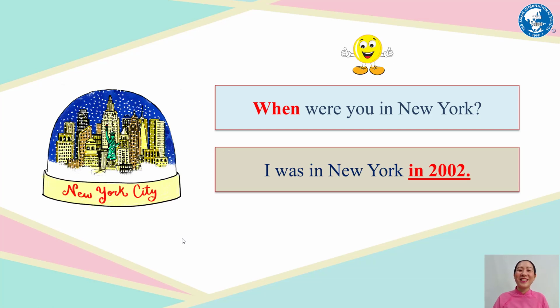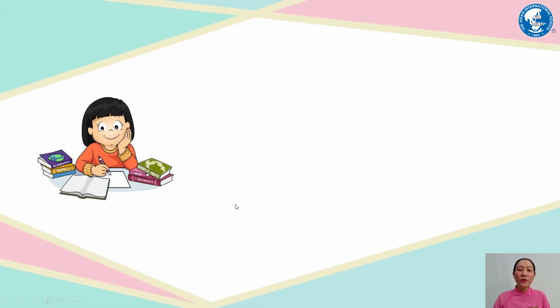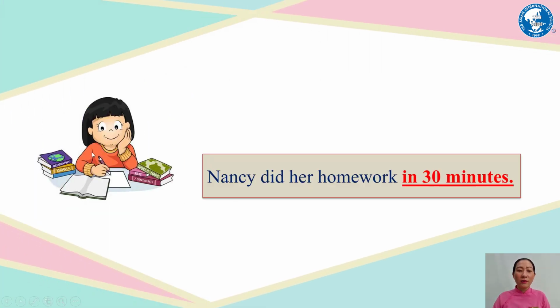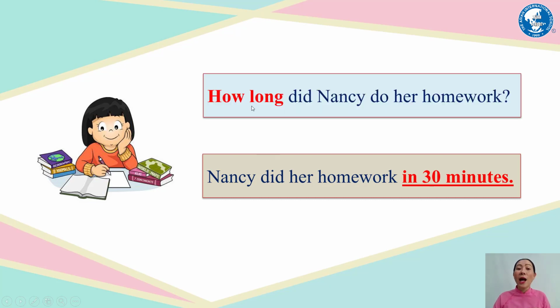Yay! Congratulations. Great. And let's move to the last one. Look at the girl. Her name is Nancy. Nancy did her homework in 30 minutes. In 30 minutes, is it a point of time or a period of time? So everybody tell me, how long. That's right. How long, and did is an action verb, so we use auxiliary did, subject Nancy, verb do. So everybody read the question with me. How long did Nancy do her homework? So you know how to make the question with when and how long? Yes?